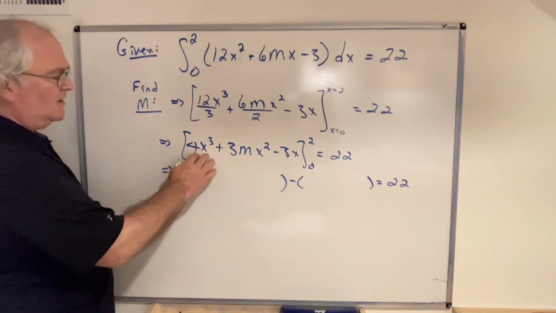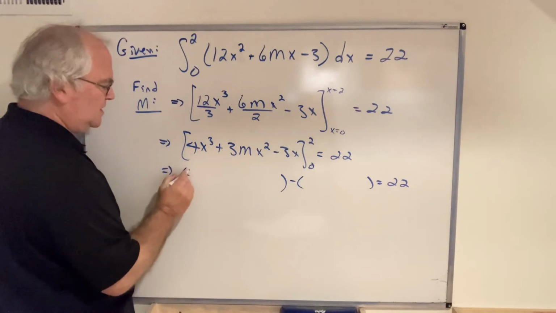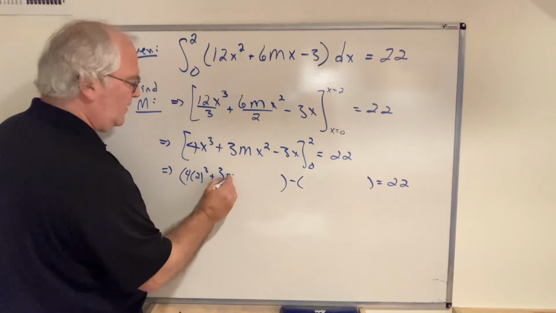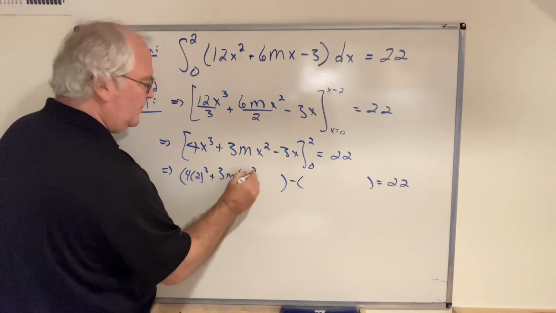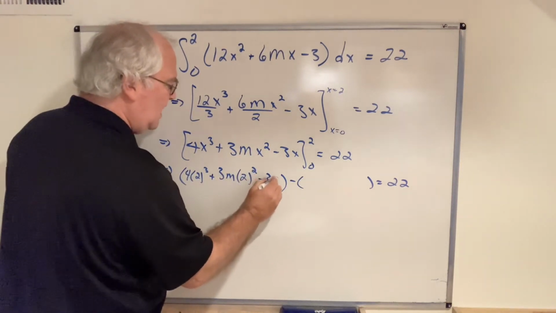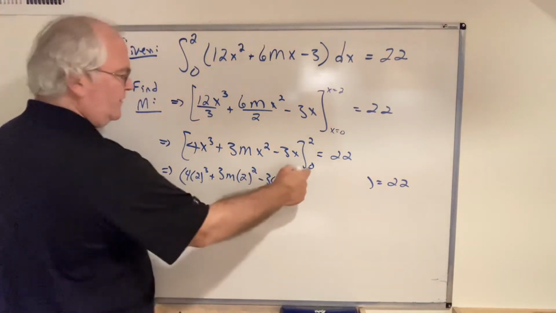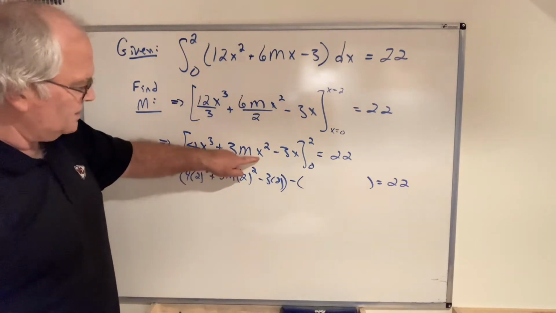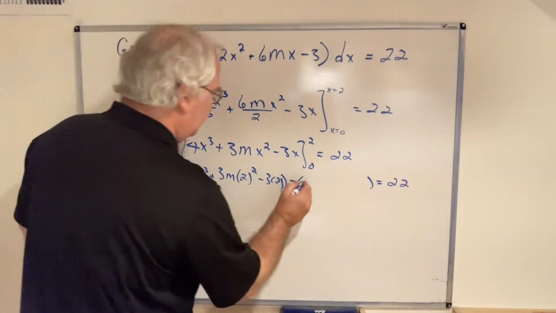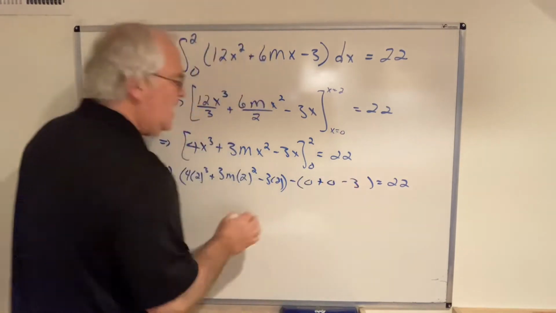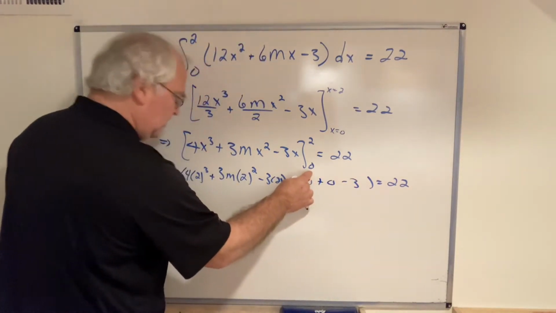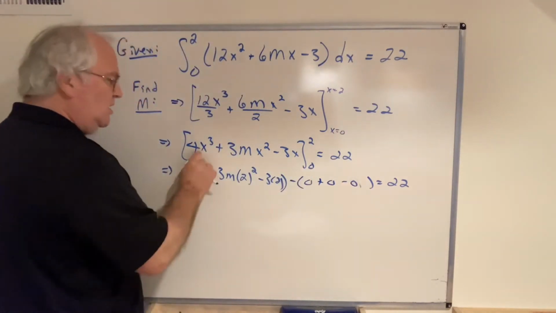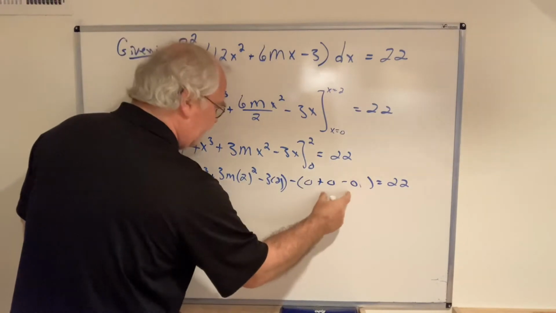All right, so what do we have here? Substitute the upper limit of integration. So this is 4 times 2 to the third plus 3m times 2 to the second minus 3 times 2. Now 0 is particularly easy because 0 to the third is 0, 0 squared is 0. So this just becomes 0 plus 0 minus 0. If this had been some value other than 0, you would need to actually substitute in and get another expression.